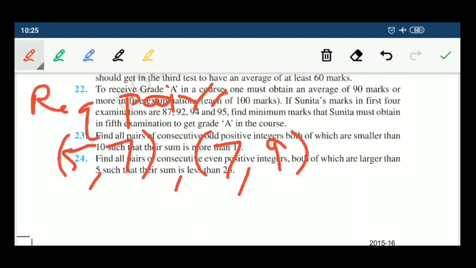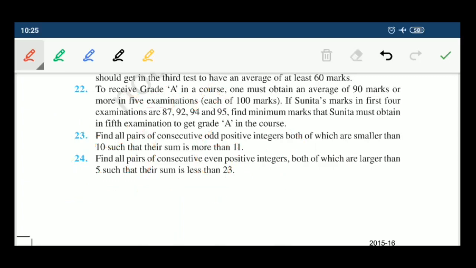So here our required pairs are 5, 7 and 7, 9. You can see here 5 is greater than 4.5 and less than 10, and the same for 7, which is greater than 4.5 and less than 10, and similarly 7 and 9. So the rest of the questions you will try yourself.